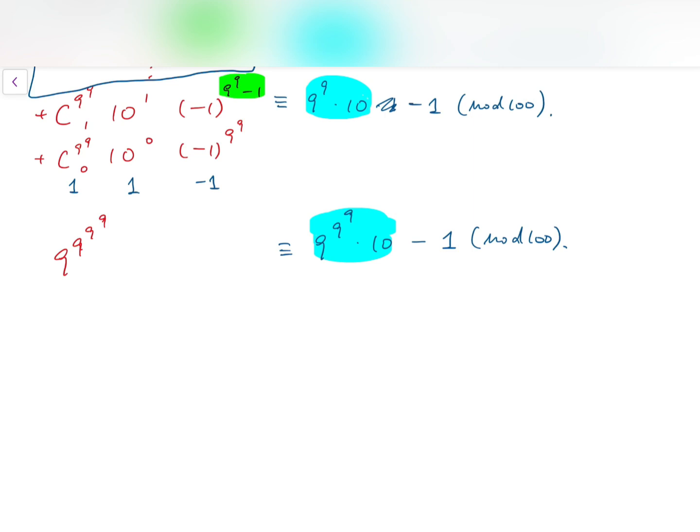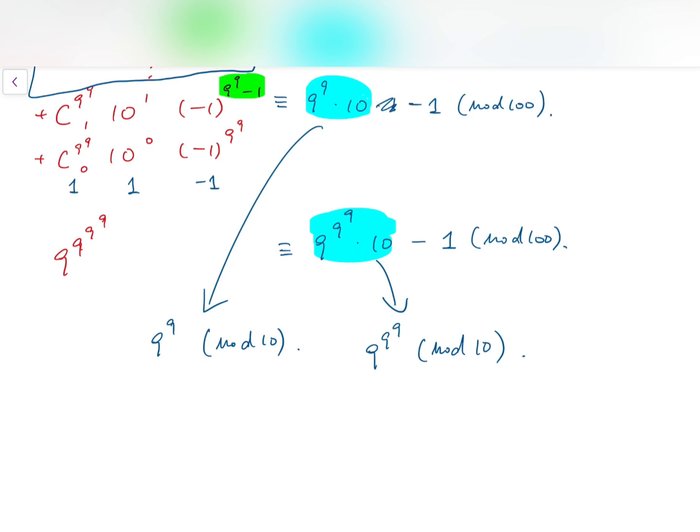But that is quite approachable because both terms end with 0, so we can just ignore the last digit and focus on the second last digit, the tens digit. Or, in other words, looking at this mod 10. And for this, we can look at 9 to the power 9 to the power 9 mod 10.